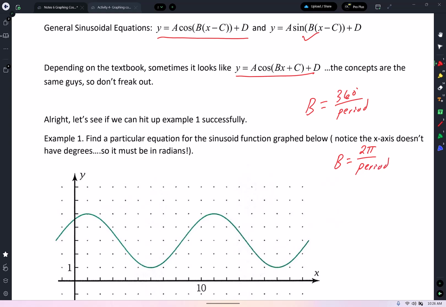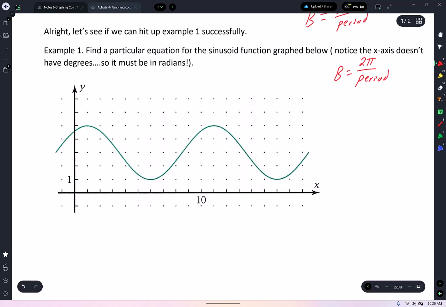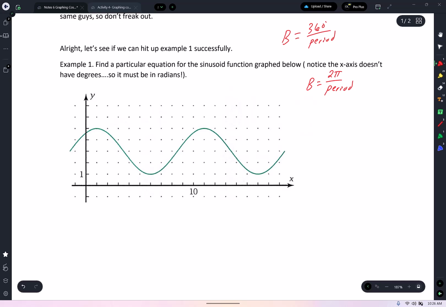Remember, the b is just really your horizontal stretch or compress. We will get into that when we do free response questions. It's not that bad. It's the same concept from your algebra days.